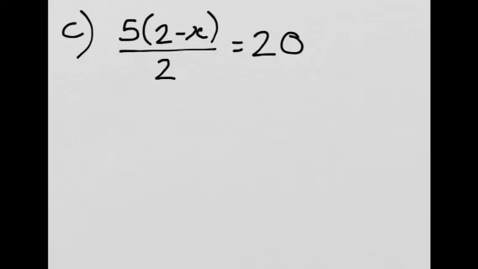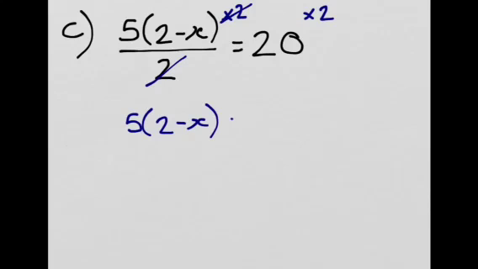Part C you've got 5 bracket 2 minus x over 2 is equal to 20. The first thing we're looking to do here is get rid of the fraction, and we do that by multiplying both sides by the denominator, which is 2. So if I times the left hand side by 2, the 2 on the top and the 2 on the bottom are going to cancel and it's going to leave me 5 bracket 2 minus x is equal to whatever 20 times 2 is. I need to find out what x is. We multiply out the brackets and solve from there.